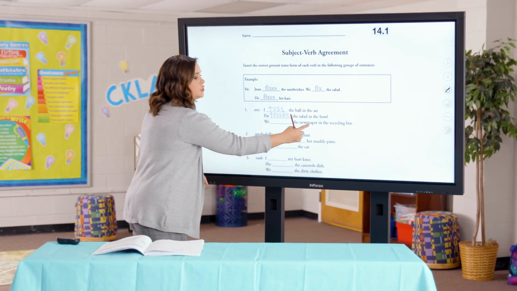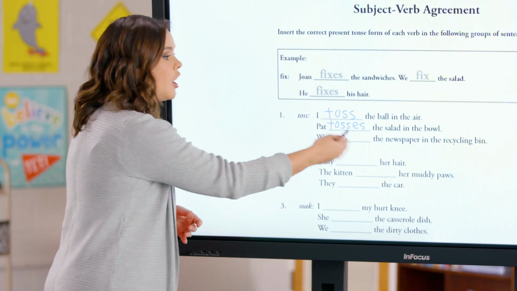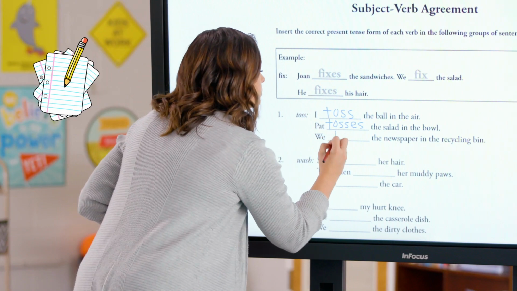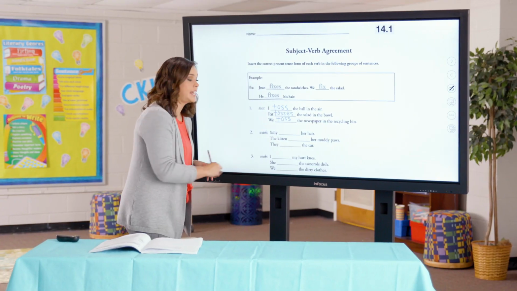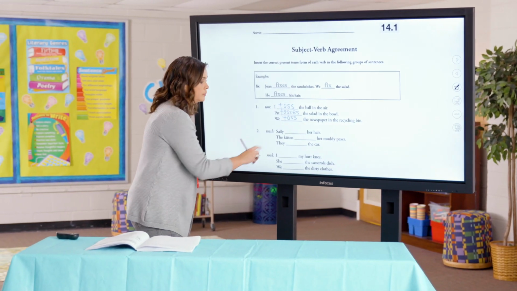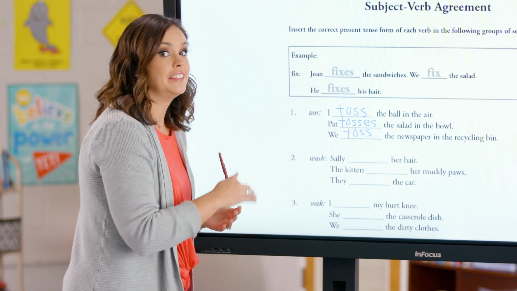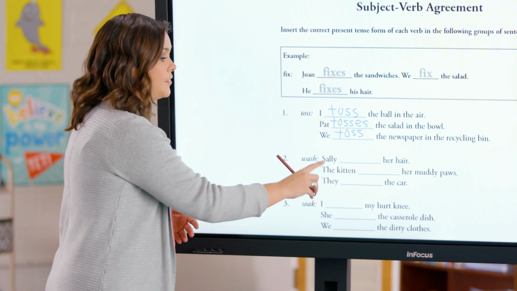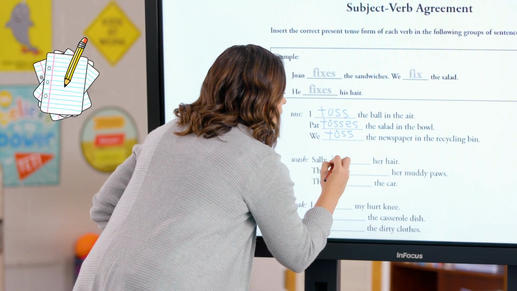We blank the newspaper in the recycling bin. Right, we toss the newspaper. Let's do the same with the verb wash. Sally blank her hair. Right, Sally washes. Remember, if it's he, she, or it, we add the suffix to the end.